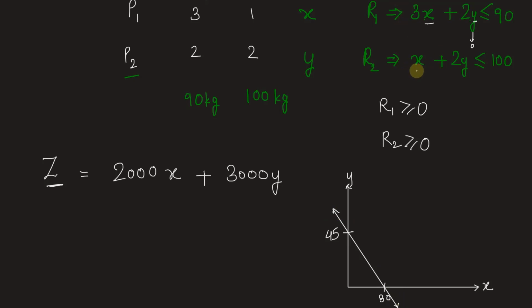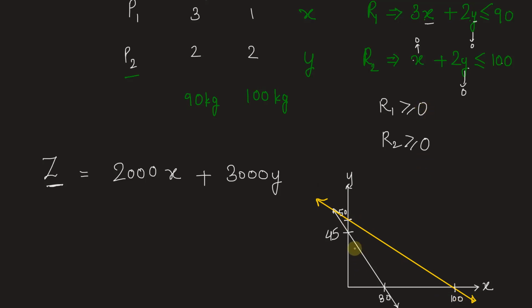For plotting the second constraint, again we put y equal to 0. We get x as 100. So the first point is 100, 0. While when we put x equal to 0, we get y as 100 by 2, 50. So here's the point 0, 50. So the second constraint is plotted like this.